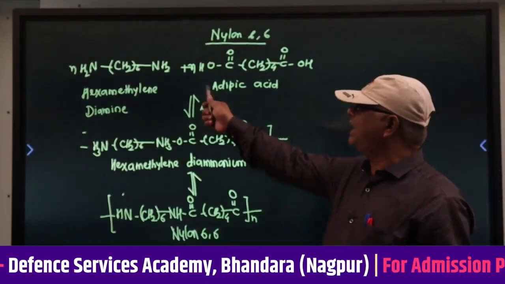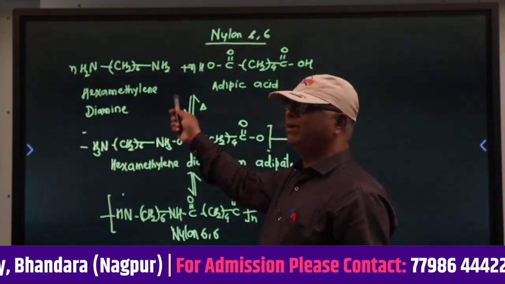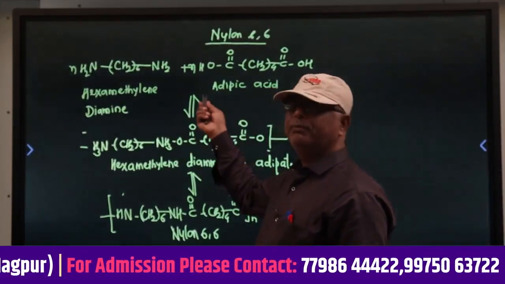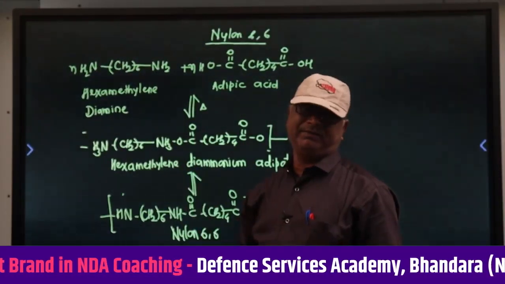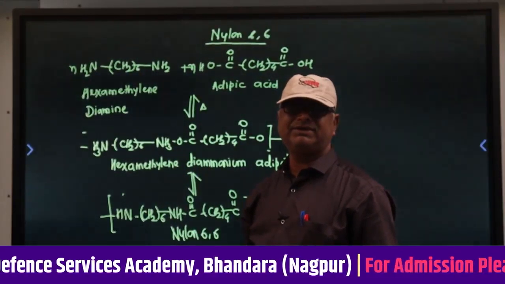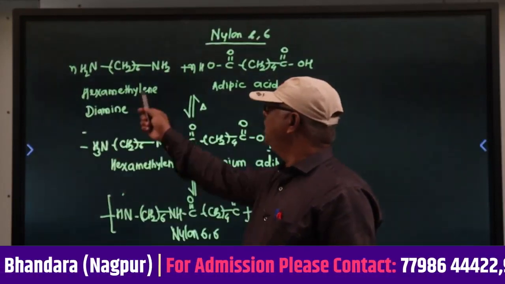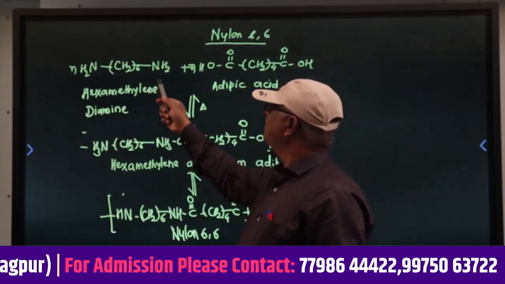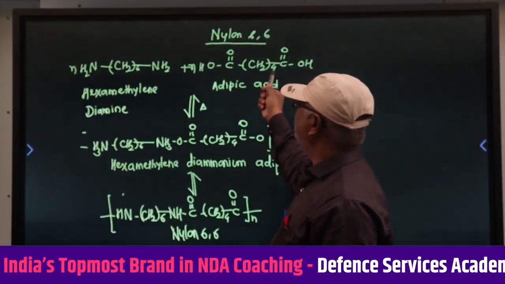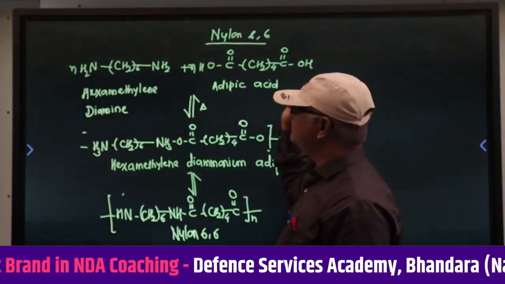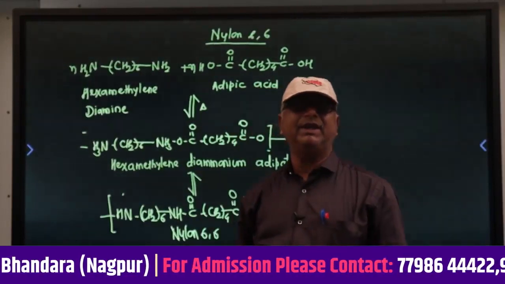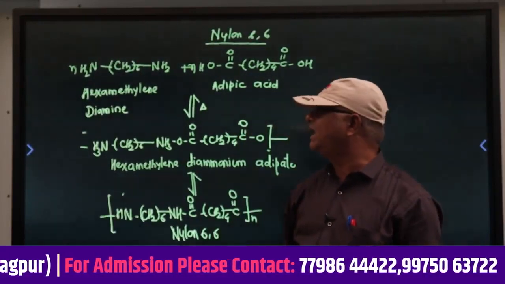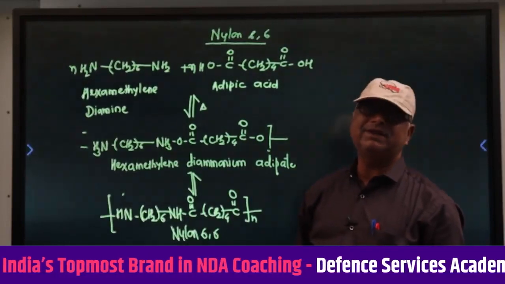Because whatever the starting materials used, hexamethylene diamine and adipic acid, both contain 6 carbon atoms in each structure. Here carbon 6, here carbon 1, 4, 5 and 1, 6. Both contain 6 carbon atoms in each structure. Hence this nylon is known as nylon 6,6.